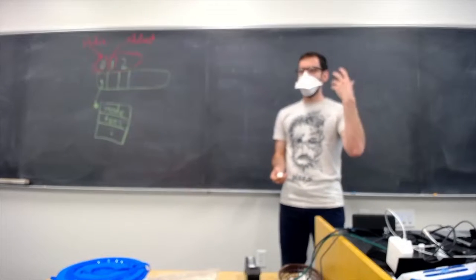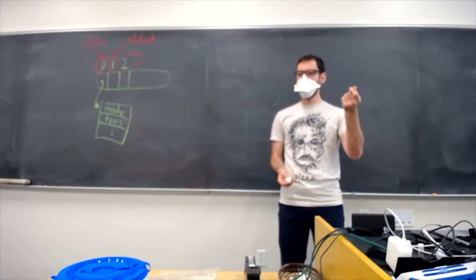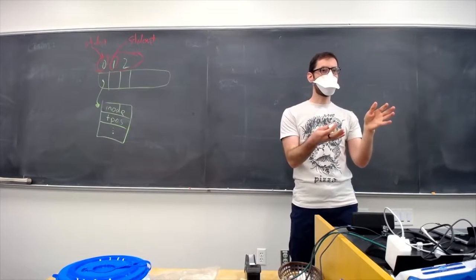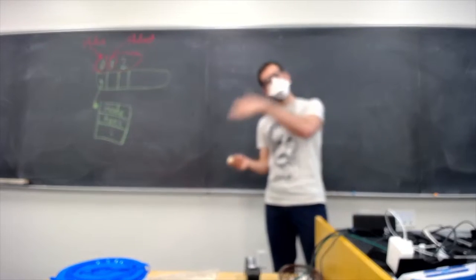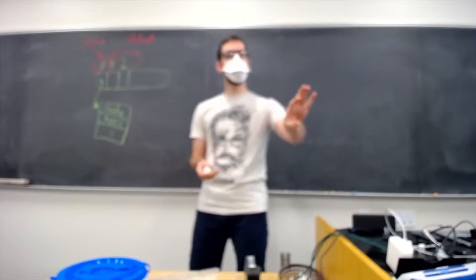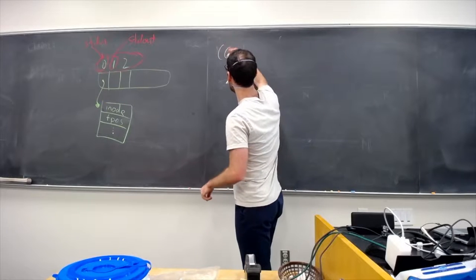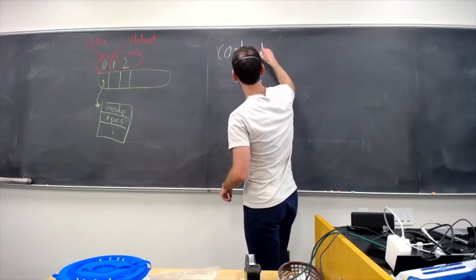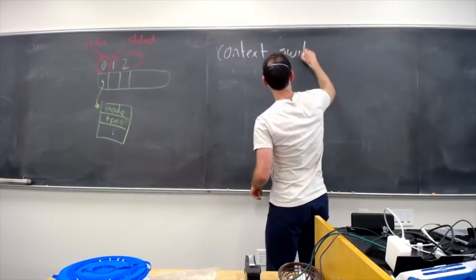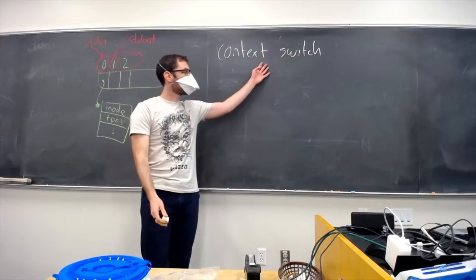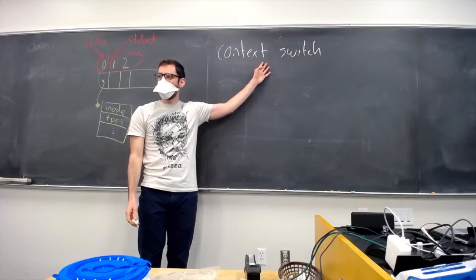So each process has a context. That is the information the system needs to run that process. And when we switch to another, we save the context from the current process and load the context from the other. And that is why this switching from one process to another is called a context switch.